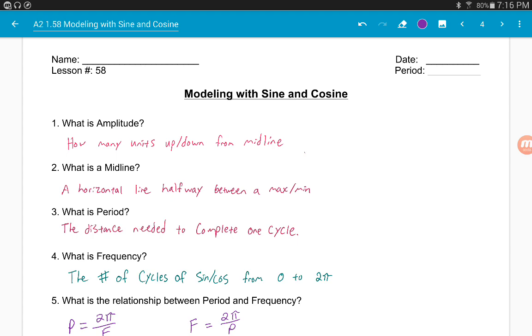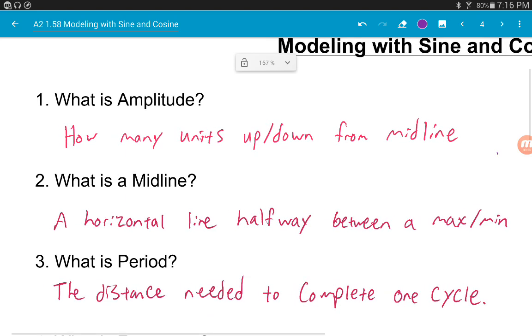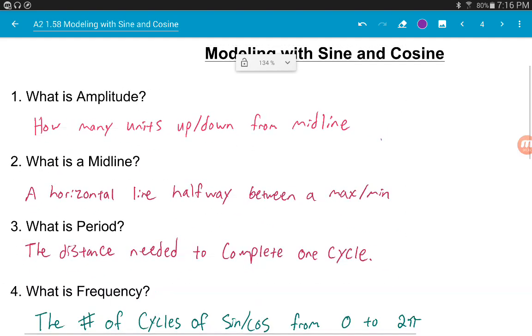I wanted to start off with a couple of very basic, simple definitions that assume that you know certain things about what we've been doing already, that you know a few things about how the graphs are made, etc. Now, what is amplitude? Amplitude is how many units up or down we go from the midline.